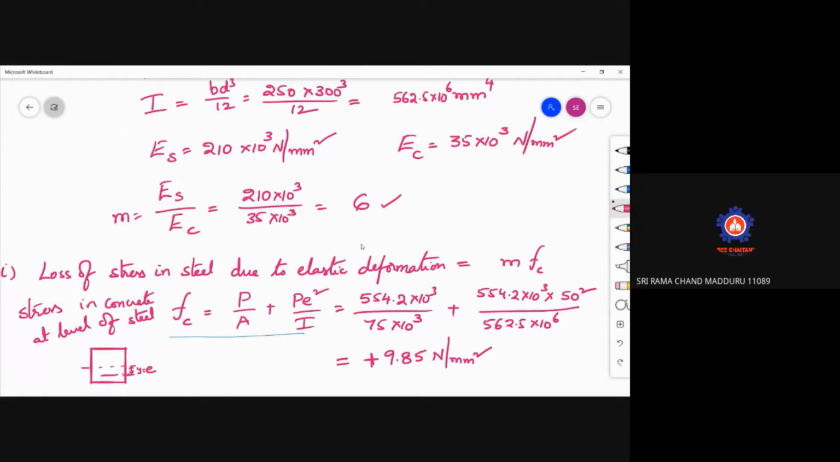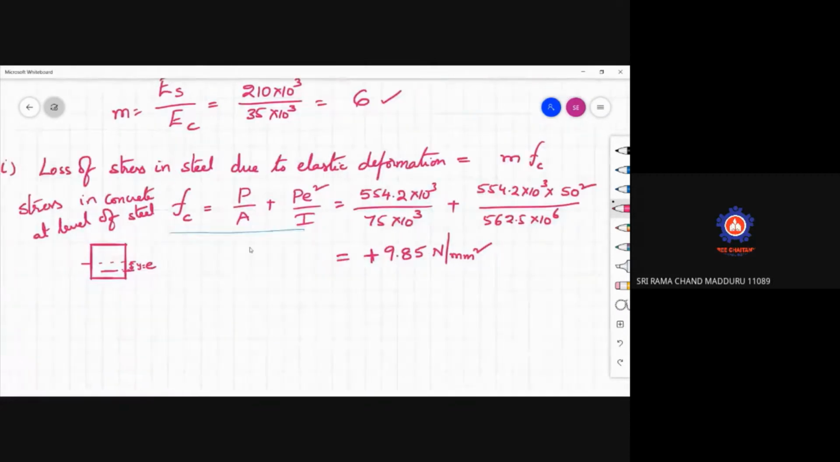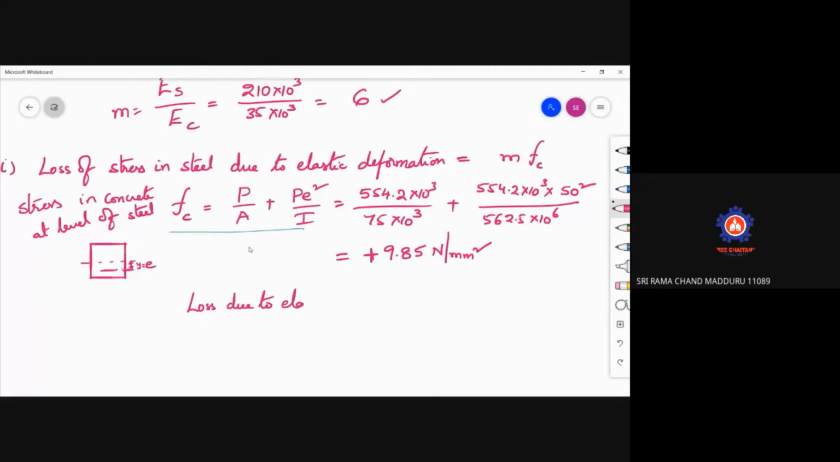So the loss of stress in steel due to elastic deformation is to be calculated. The loss due to elastic deformation is equal to M into Fc. The M value is 6 here. So 6 into 9.85.